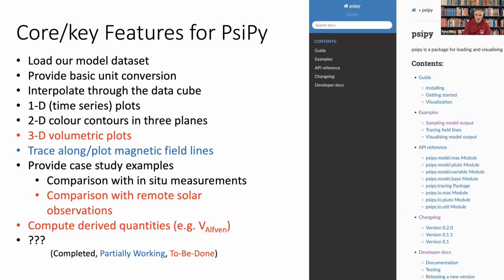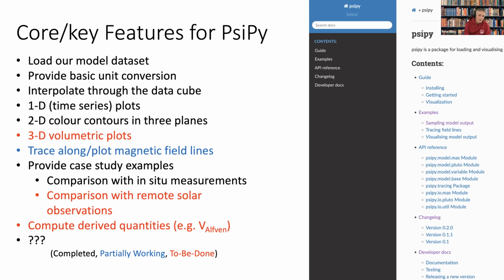We also would like to provide the capability of tracing magnetic field lines, because it's a staggered mesh and it's non-uniform. That makes it a little bit more difficult, especially if you're trying to be precise, because especially with null points, small errors in that tracing can rapidly diverge in the heliosphere. We wanted to provide some case study examples, so comparison with in situ measurements, and comparison with remote solar observations like the white light and the EUV. And also to provide derived quantities. Again, because of the staggered mesh, it's not that straightforward to compute things like the Alfvén speed or the plasma beta or entropy, because they're all on slightly different meshes. So we wanted to take care of that.